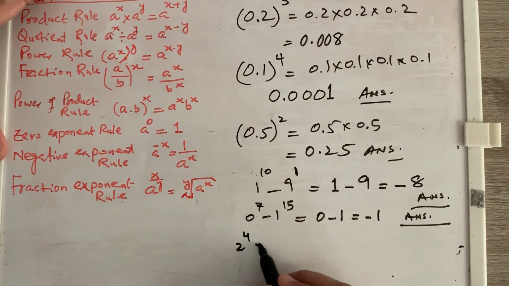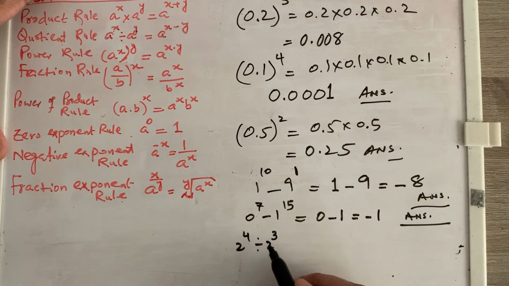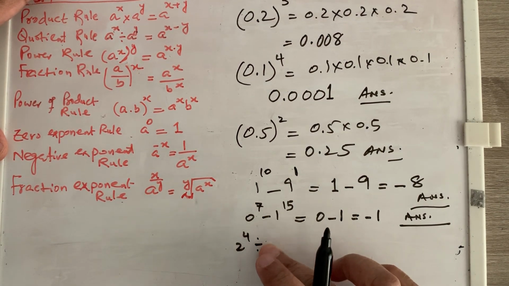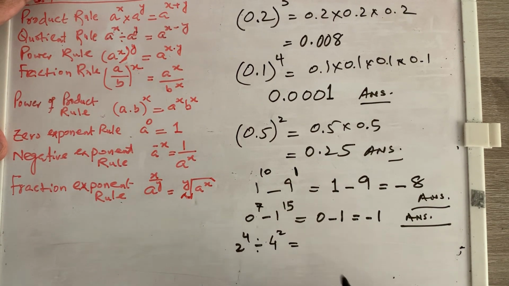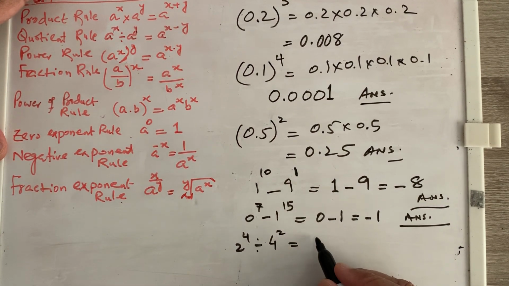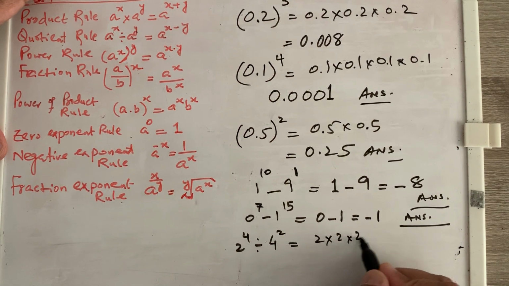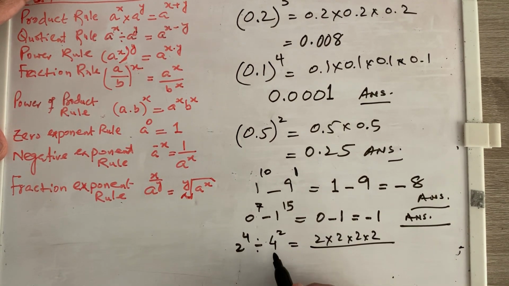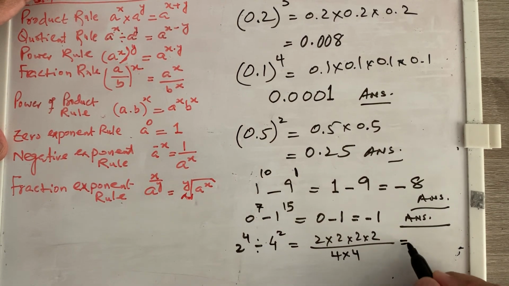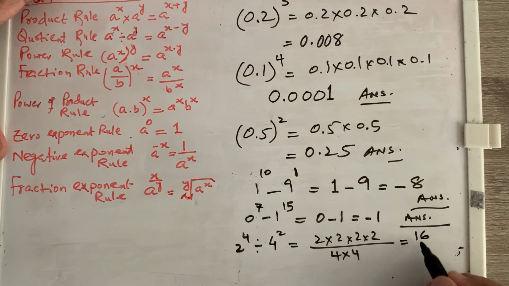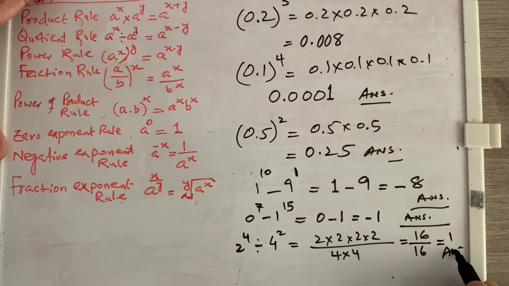2 power 4 divided by 2 power 3, or sometimes this is 2 power 4 divided by 4 power 2. So this is like 2 power 4: 2 times 2 times 2 times 2, 4 times itself, divided by 4 to the power of 2. So 4 times 4. If you multiply those together, they become 16, and the denominator also becomes 16. So your answer is 1, right? This time your answer is 1.